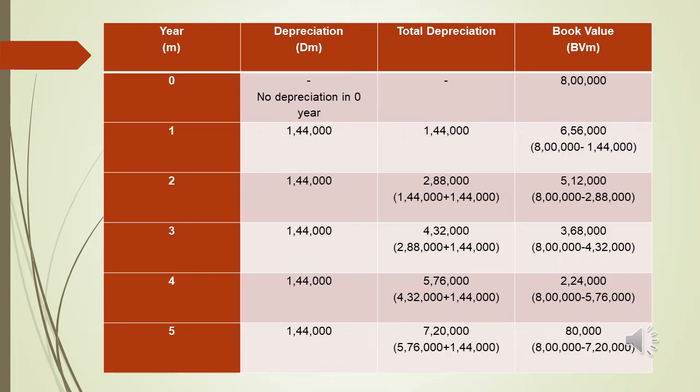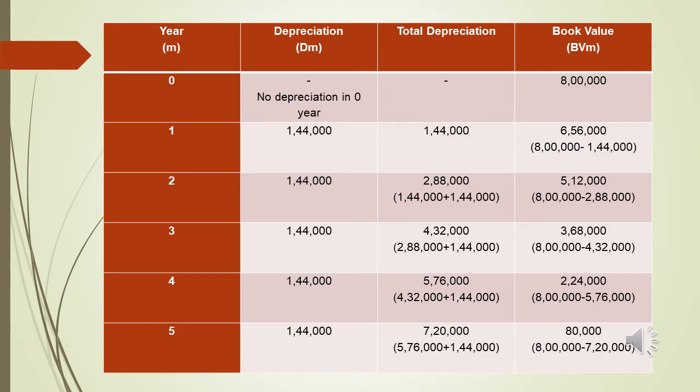So next you have to make tabular columns in order to calculate depreciation, total depreciation and book value. I'll make 4 columns. For the first column I will indicate year, in brackets M. The second column is for depreciation, I'll indicate that by DM, and then total depreciation and book value BVM.